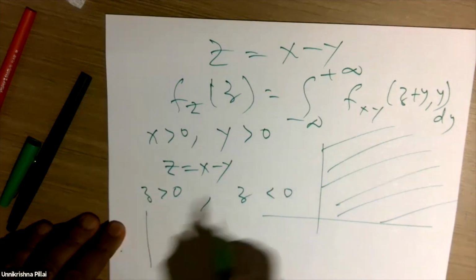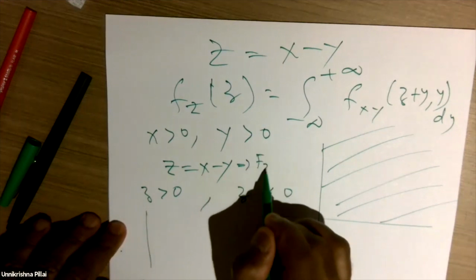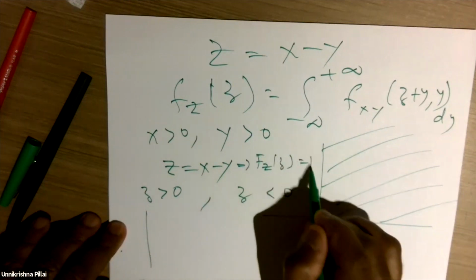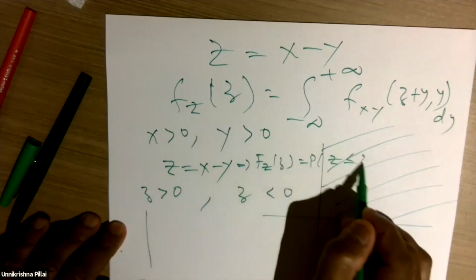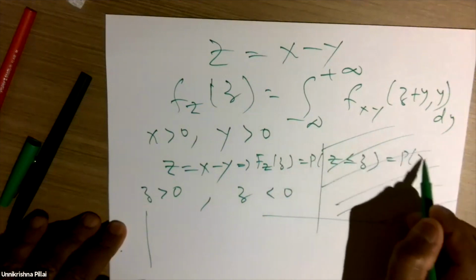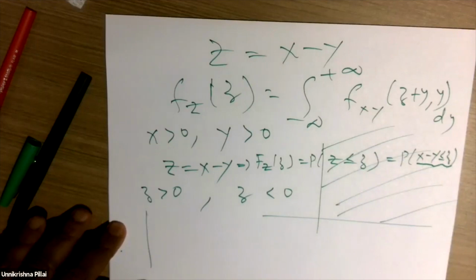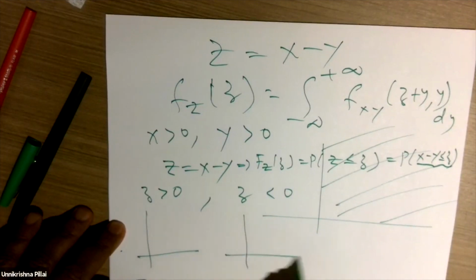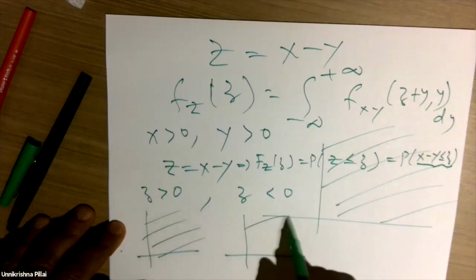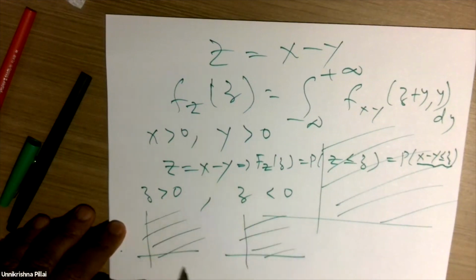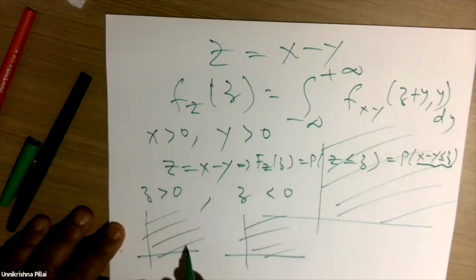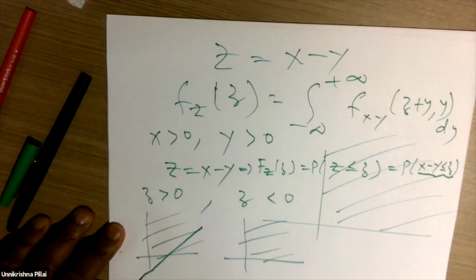Z positive, remember, F_Z(z) is the probability of Z less than or equal to z, which is the probability of X minus Y less than or equal to z. So the question is, where is this line? I'll draw these two cases, so then we'll do them separately. So the density function is here. If z is positive, the line will look like what? Anyone, we went through this. The line will be like this, right?